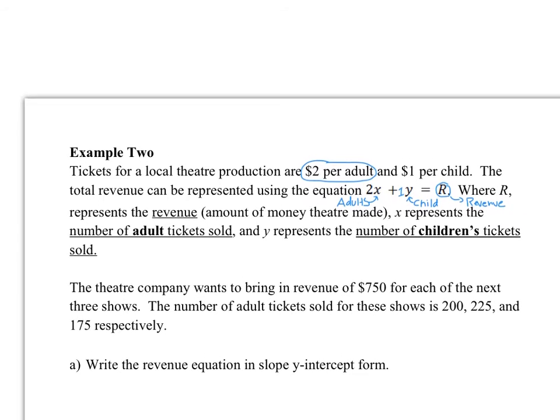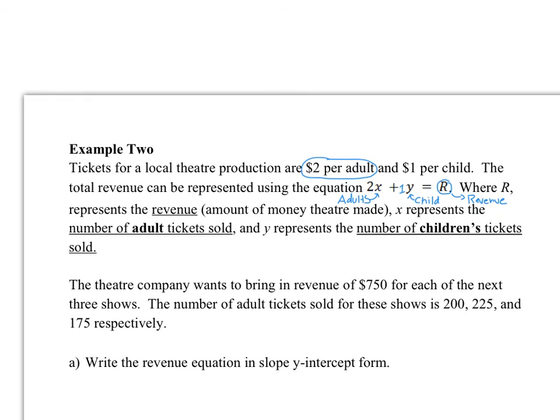The theater wants to bring in a revenue of $750 for each of the next 3 shows. So they want to make sure that they make $750 to run that show. The number of adult tickets sold for these shows is 200, 225, and 175 respectively.